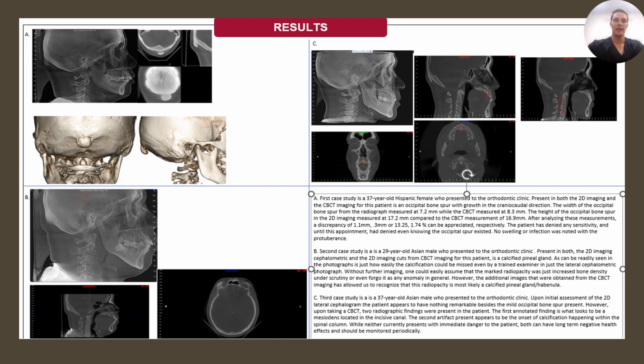If we look in case A, you can see that she has an occipital bone spur. If we look in case B, we're looking at a calcified pineal gland. And if we look at case C, we're looking at somebody that has a tooth and incisal canal and also shows calcification in the vertebrae. So again, you can see a nice little overview: we have taken a lateral ceph for each one of these 3 patients, and then we've also taken CBCT imagery with various cuts to be able to further see these pathologies that are going on.